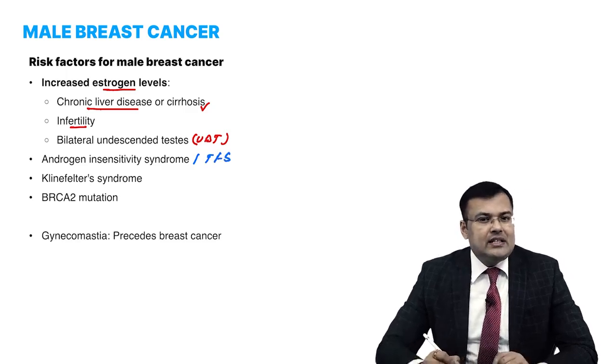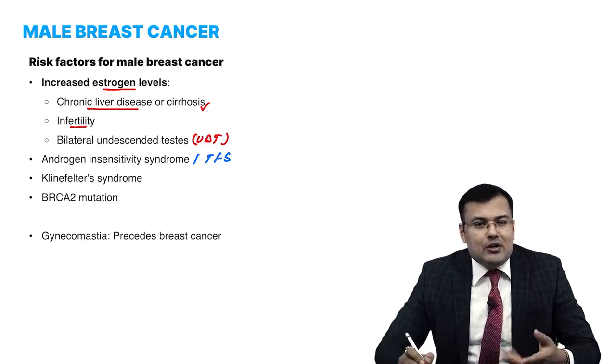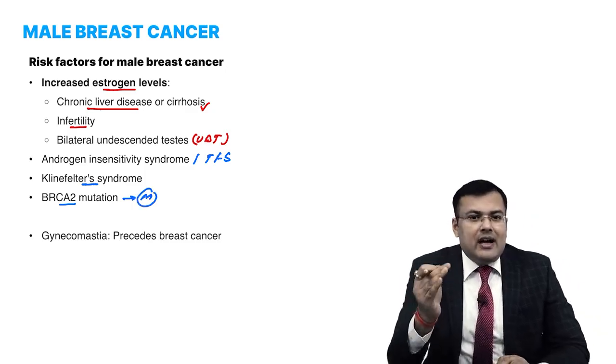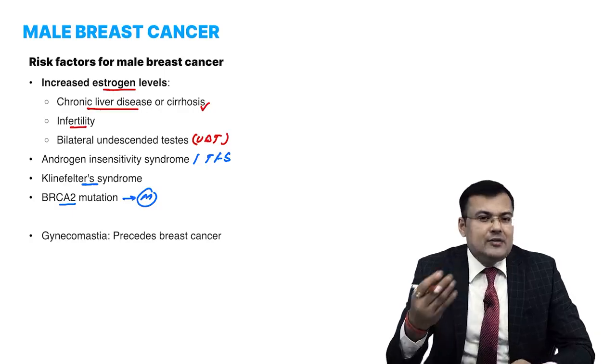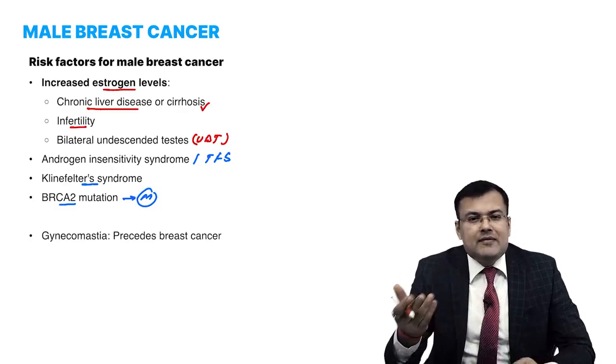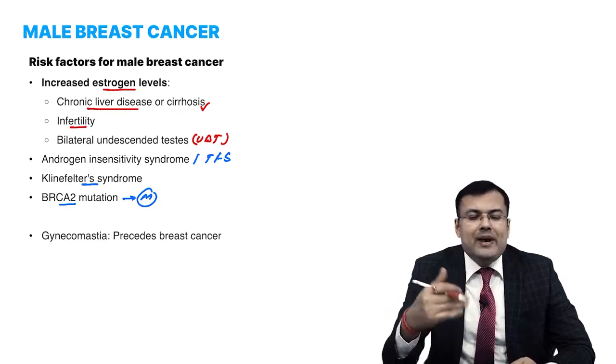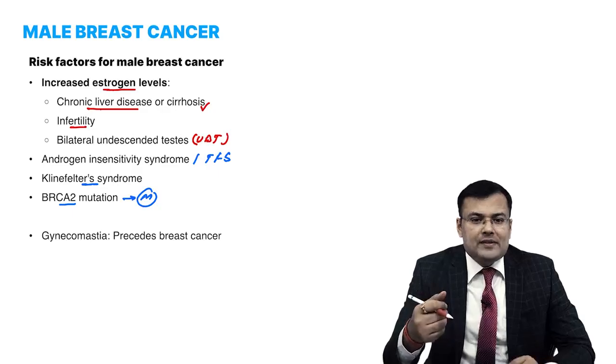Androgen insensitivity syndrome, also known as testicular feminization syndrome, Klinefelter syndrome, and which mutation? BRCA2. We discussed that both BRCA1 as well as BRCA2 are responsible for breast cancer in both males and females. BRCA1 mainly in females, BRCA2 mainly in males. How to remember? Ladies first.